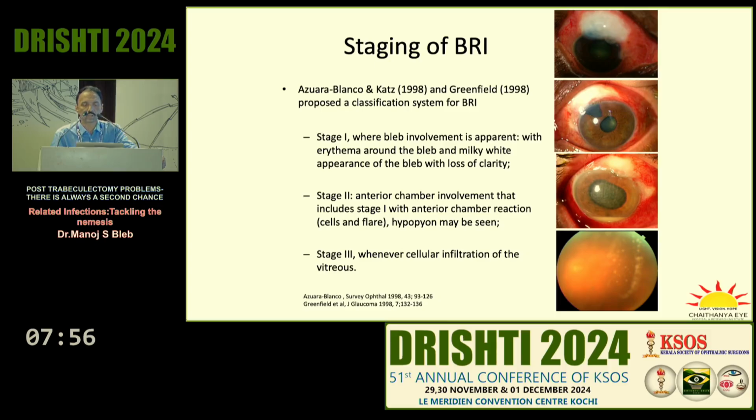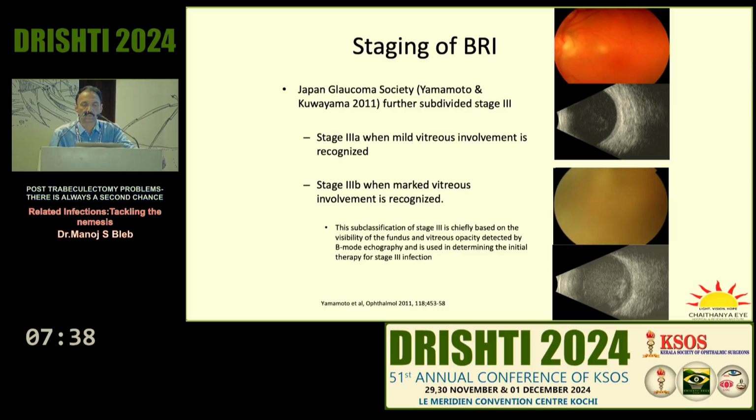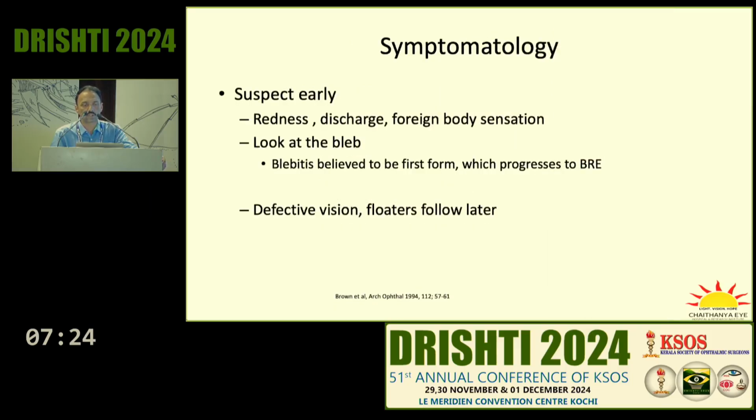Stage 1 is when there is typical blebitis. The bleb involvement is apparent, with erythema around the bleb and a milky white appearance of the bleb with loss of clarity. Stage 2 is when there is anterior segment involvement in the form of hypopyon. And stage 3 is when there is cellular infiltration of the vitreous. The Japanese Glaucoma Society further classified stage 3 into 3A, when there is mild vitreous involvement, and 3B, when there is marked vitreous involvement. This is based on both clinical and ultrasonographic findings.